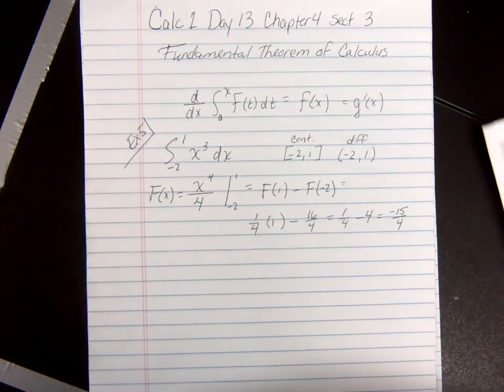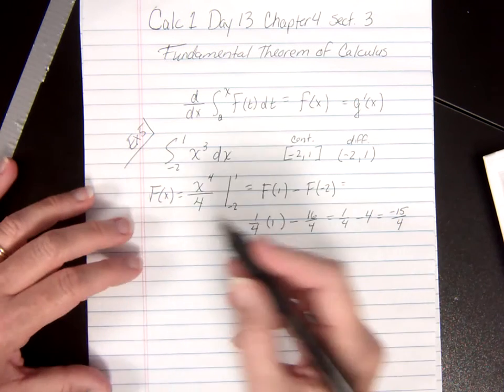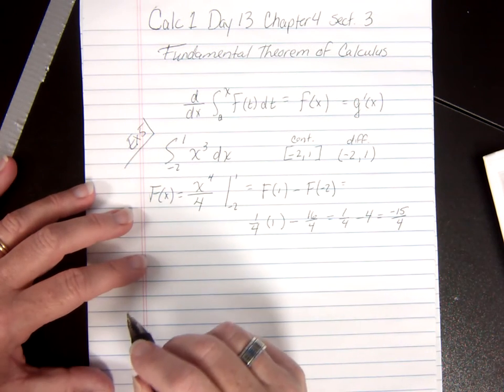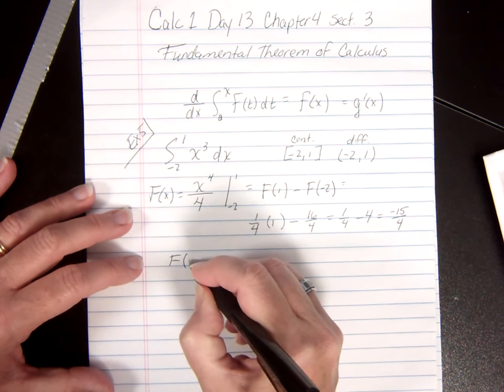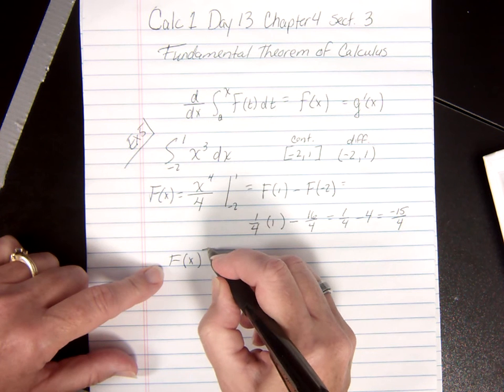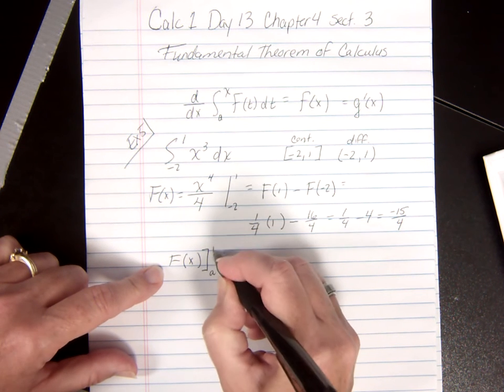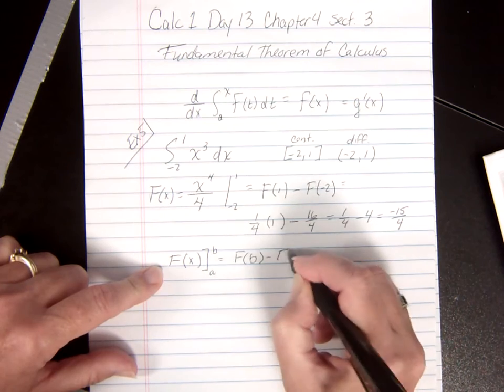Okay, and let's take a look at where they're showing another notation on page 316, and we should probably look at that as well. If we have big F of x, which means we integrated already, and we have a bracket here, a to b, that would be F of b minus F of a.